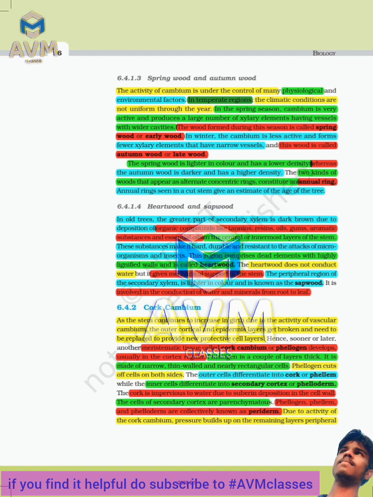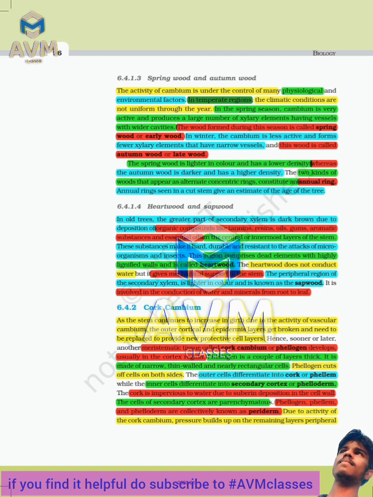6.4.1.4 Heartwood and sapwood. In old trees, the greater part of secondary xylem is dark brown due to deposition of organic compounds like tannins, resins, oils, gums, aromatic substances and essential oils in the central or innermost layers of the stem. These substances make it hard, durable and resistant to the attacks of microorganisms and insects. This region comprises dead elements with highly lignified walls and is called heartwood.